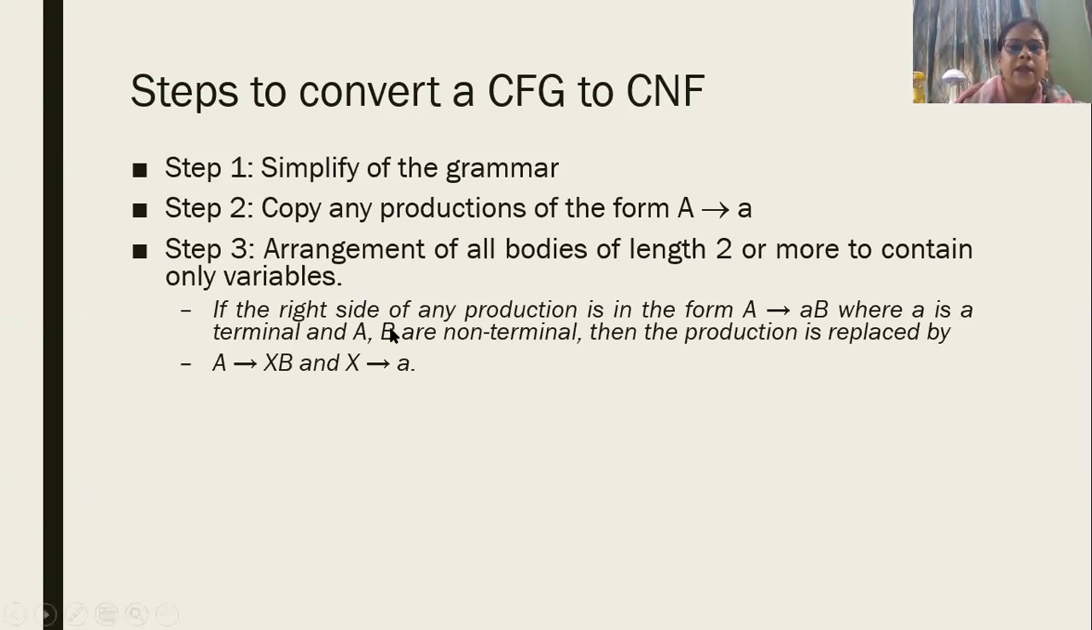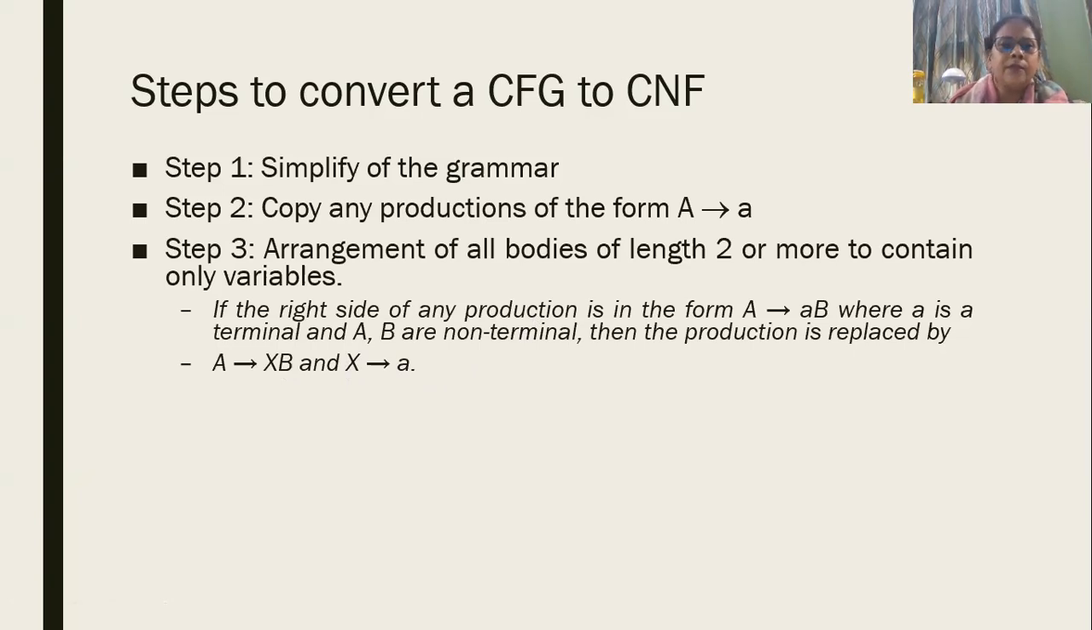If the right hand side of any production is in the form of A derives aB, where a is a terminal and A and B are variables, then the production is replaced by two productions: A derives XB and X derives a. Obviously, for this X you can take any variable name. This is just symbolic. You can take D, F, whatever you feel like, as long as you conform to the conventions of naming variables in a grammar.